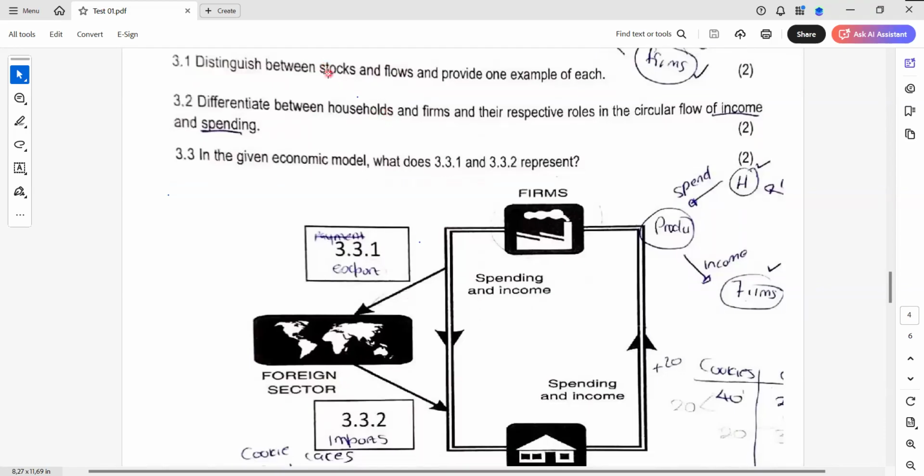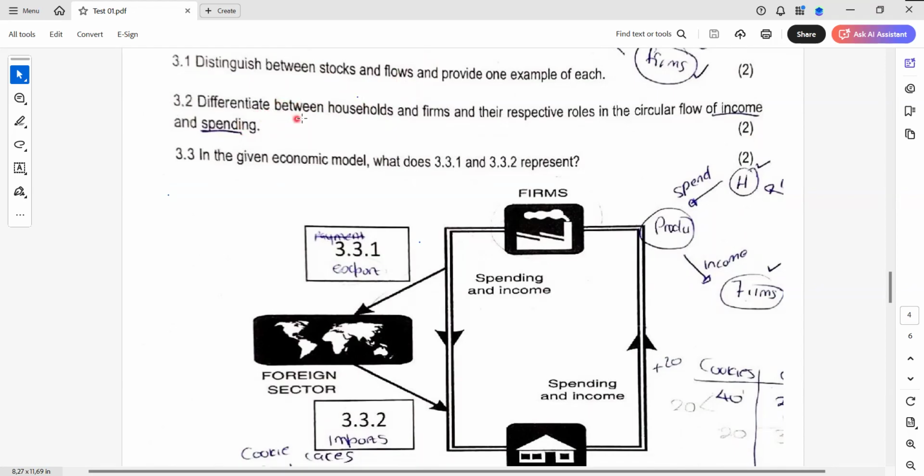So stocks are measured at a particular point in time. Your example is wealth, your money in your bank account, and so on. And then the flows are measured over a period of time, for example, your monthly salary and so on.